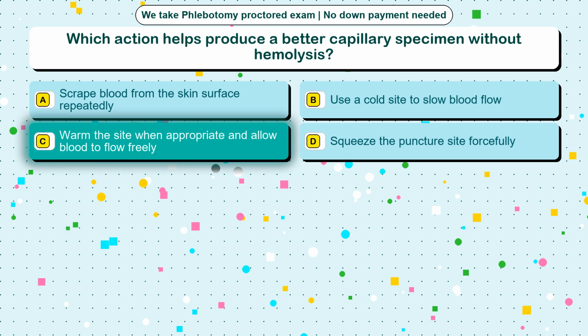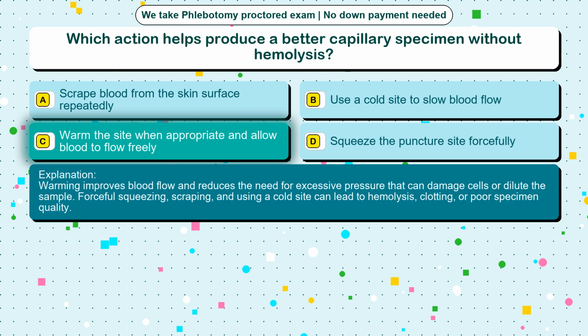The correct answer is option C, warm the site when appropriate and allow blood to flow freely. Warming improves blood flow and reduces the need for excessive pressure that can damage cells or dilute the sample. Forceful squeezing, scraping, and using a cold site can lead to hemolysis, clotting, or poor specimen quality.